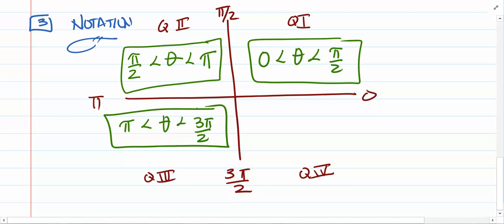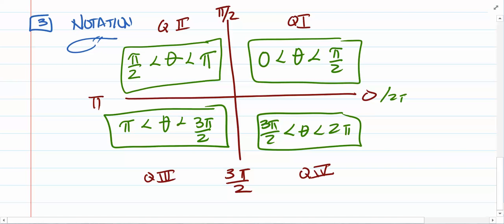How about fourth quadrant, you guys? 3 pi over 2 is less than theta is less than 2 pi, because all the way back around is 2 pi. Right? All right, so there's some notation for it.